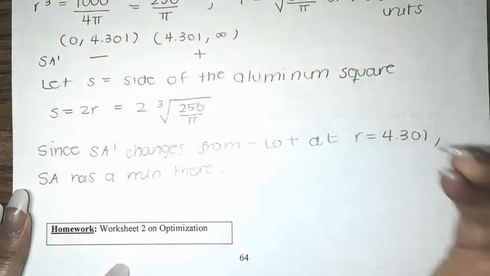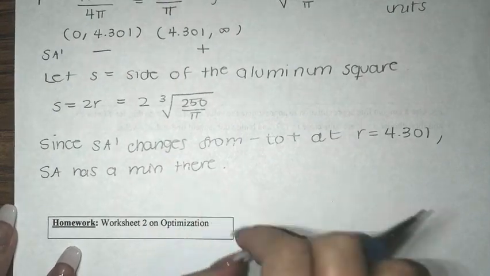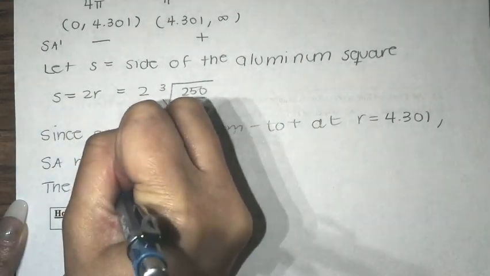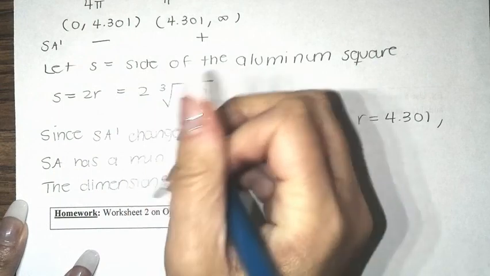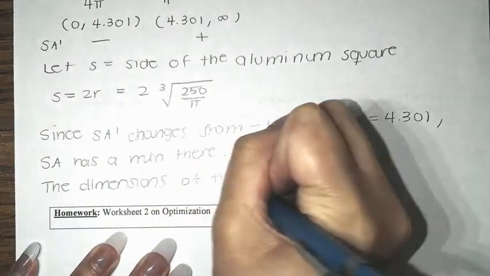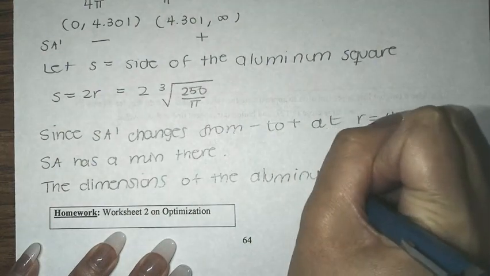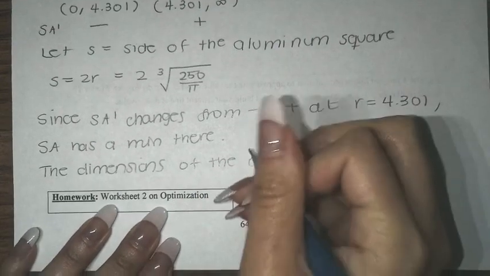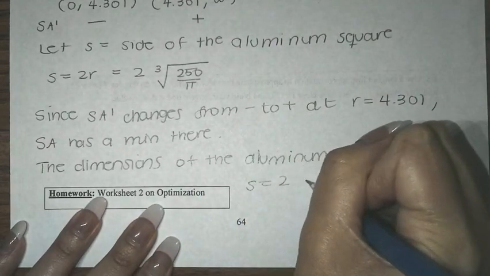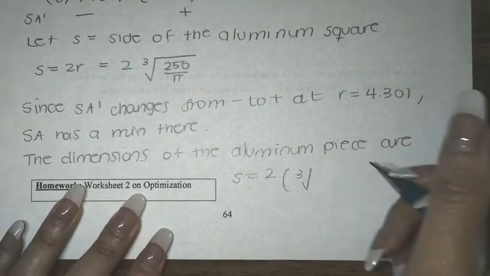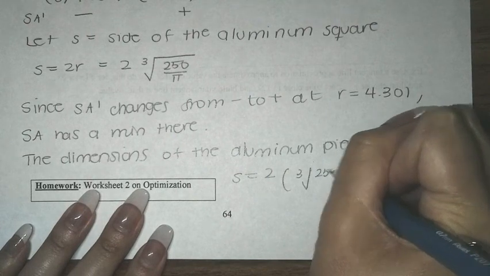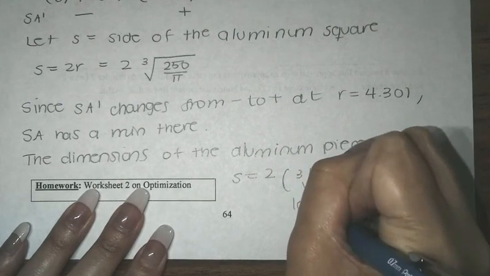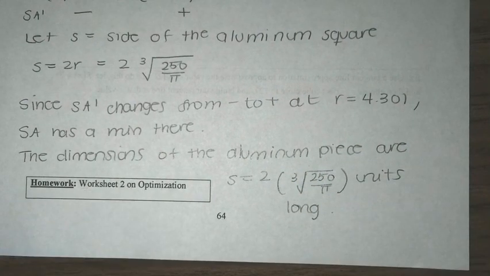Okay. In addition to that, this is how I'm going to justify my conclusion, right? The dimensions of the aluminum piece are S equals 2 times, if you want to put it like that so you don't confuse the cube root for another thing, it's equal to this, units long. This is the conclusion for your problem.